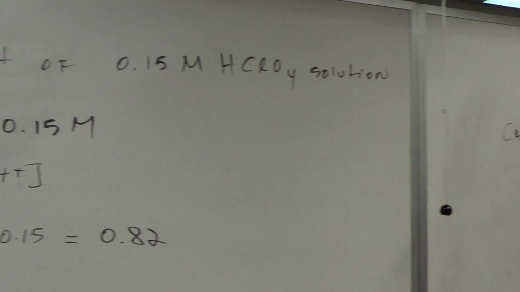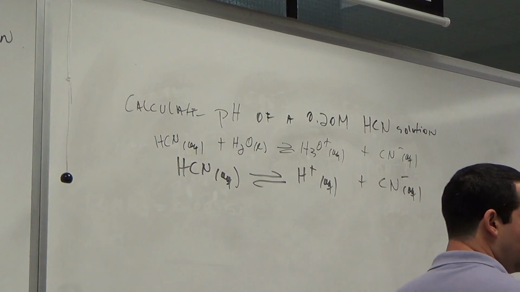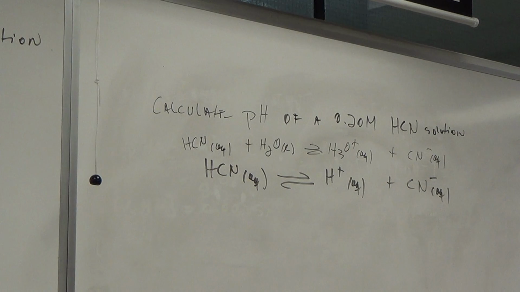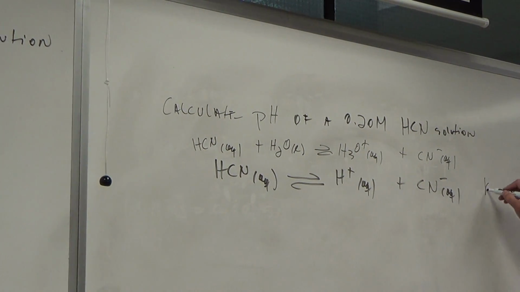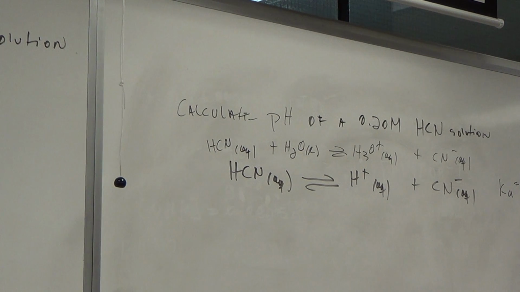No. So I dropped it. That doesn't mean I'm gonna drop it all the time. Because I dropped the water, I didn't put H3O plus here. I just put H plus. So H plus and H3O plus is the same thing. And now I'm going to give you the Ka of this. The Ka of this is 4.9 times 10 to the minus 10.